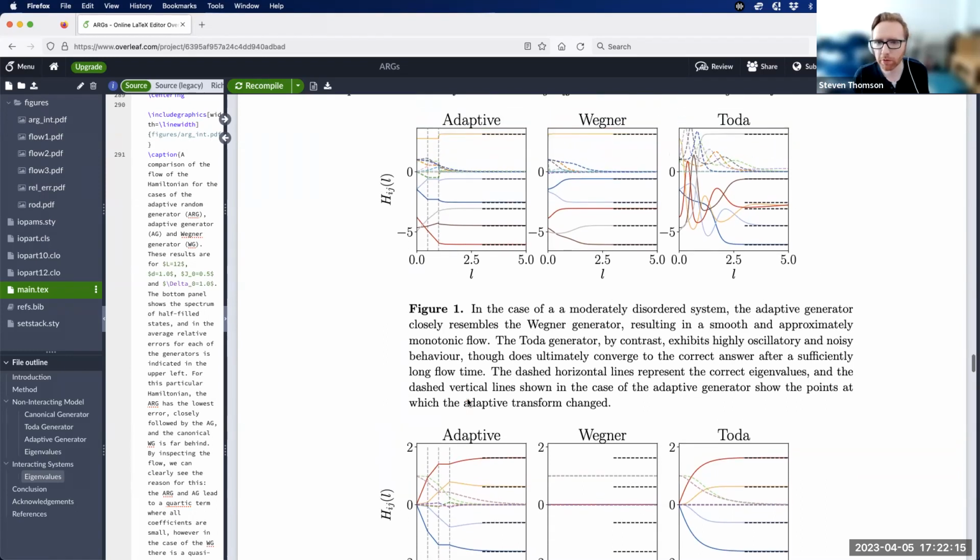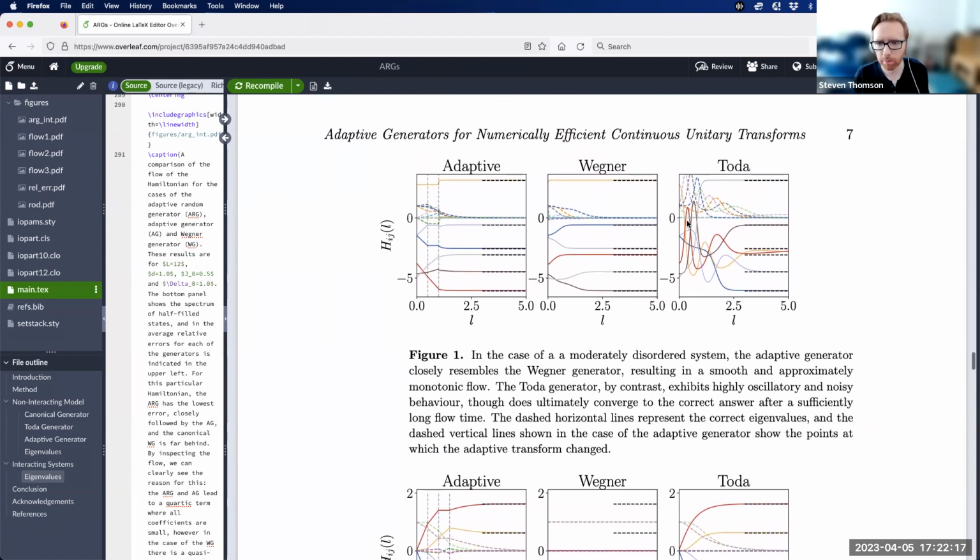It has some nice properties. For example, if you take a random system, the Toda flow is very noisy up here, and it doesn't actually properly converge. Wegner does, but Wegner can have problems in the interacting case. So then I have this adaptive approach that, every, I don't know what it is, when L is like 1 or 2 or something, it just updates the generator according to whatever properties I want it to have. So yeah, what you're mentioning there, I think that's relatively simple to do.